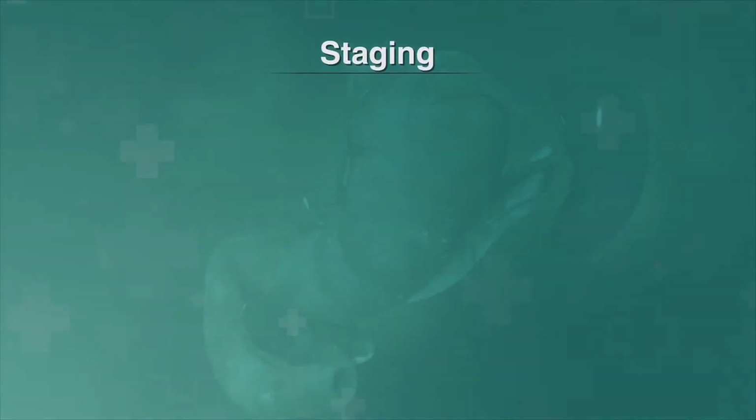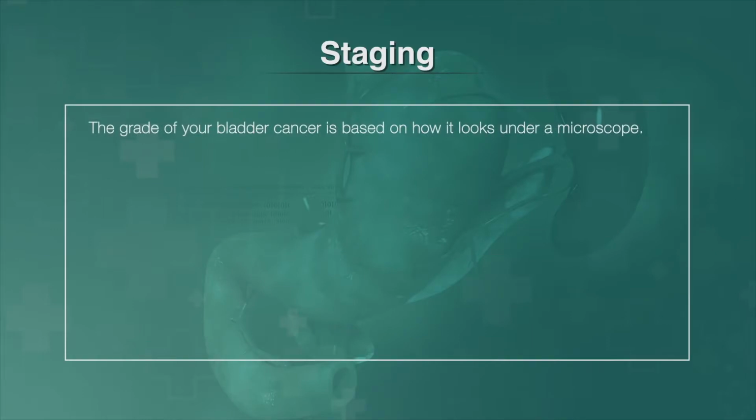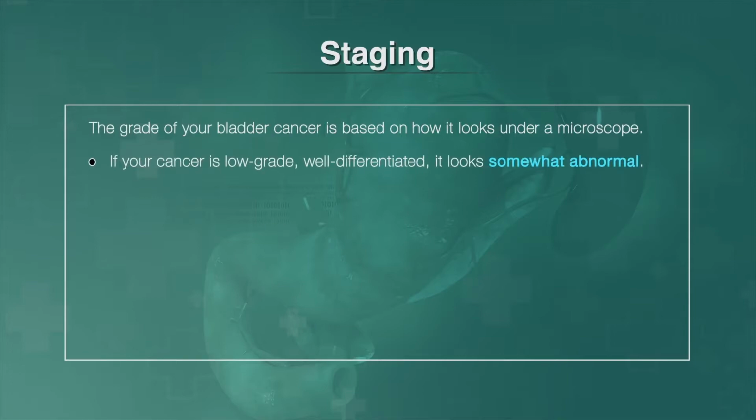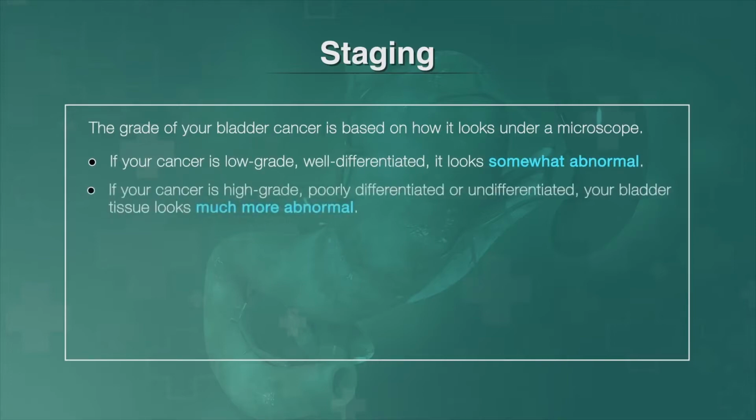If tests show that you have bladder cancer, your doctors will look at the grade and stage to decide the most effective treatment. The grade of your bladder cancer is based on how it looks under a microscope. If your cancer is low grade, well differentiated, it looks somewhat abnormal. If your cancer is high grade, poorly differentiated or undifferentiated, your bladder tissue looks much more abnormal.